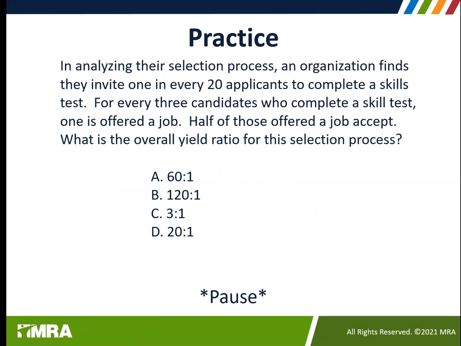In analyzing their selection process, an organization finds they invite 1 in every 20 applicants to complete a skills test. For every 3 candidates who complete a skill test, 1 is offered a job. Half of those offered a job accept. What is the overall yield ratio for this selection process? Please pause the video while you calculate the yield ratio.